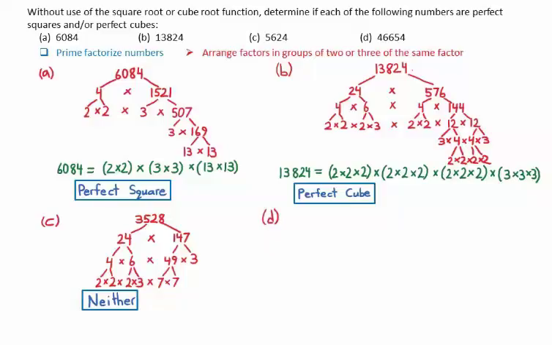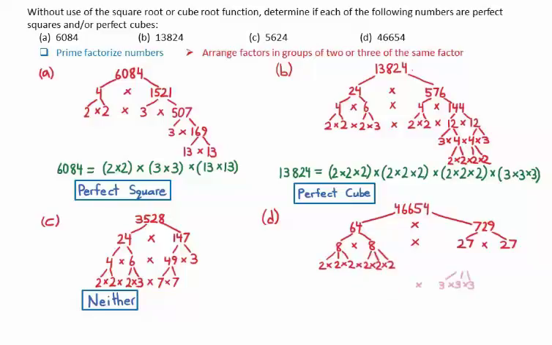For D, 46,654. We first can break that up to 64 times 729. 64 is 8 times 8, and 729 is 27 times 27. We further break down each 8 to 2 times 2 times 2, and each 27 to 3 times 3 times 3.